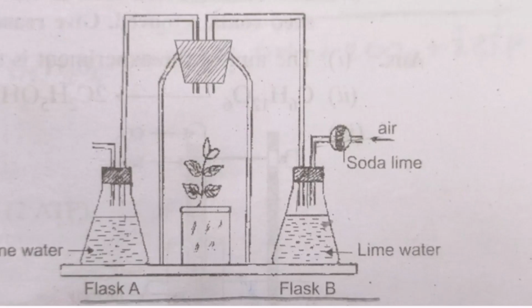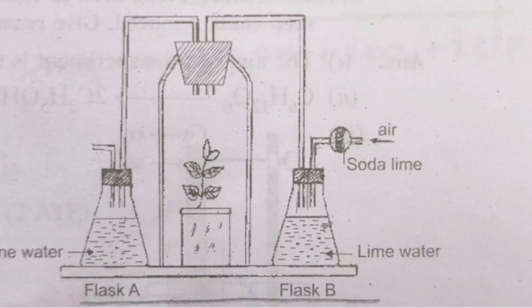This experiment is held to show that plants respire. Soda lime present on the tubing removes the carbon dioxide from the incoming air, and in the flask B the lime water ensures that the carbon dioxide is no more present in the air. As the air goes to the bell jar and then next it moves to the flask A, the lime water turns milky due to the presence of carbon dioxide. That is a sign that respiration has occurred.